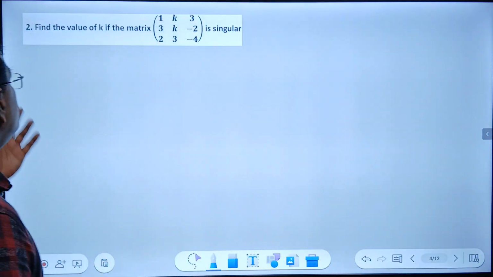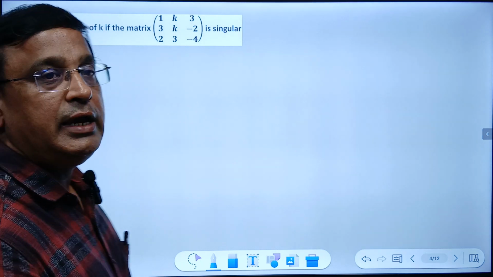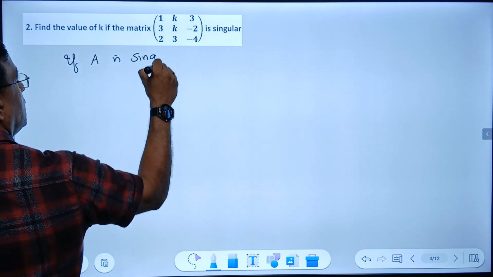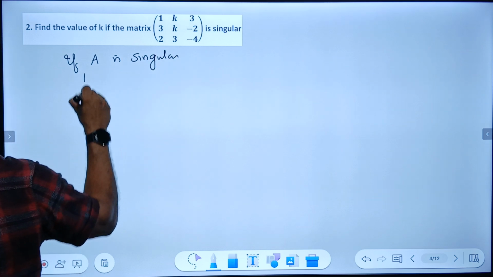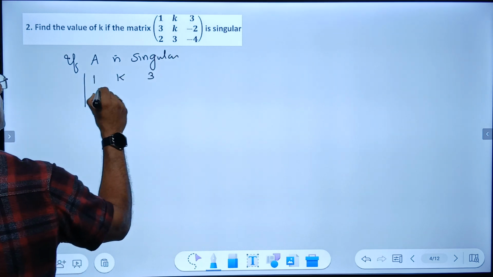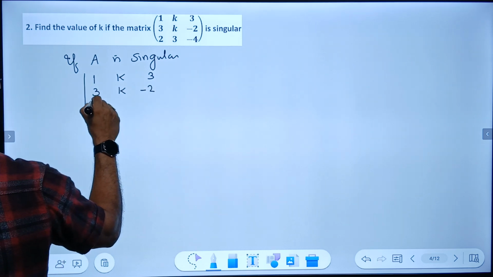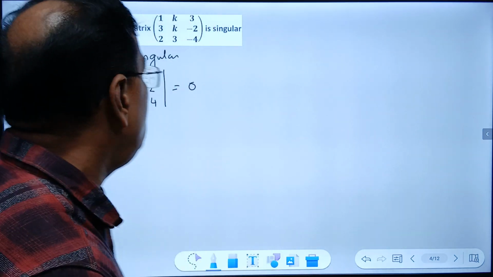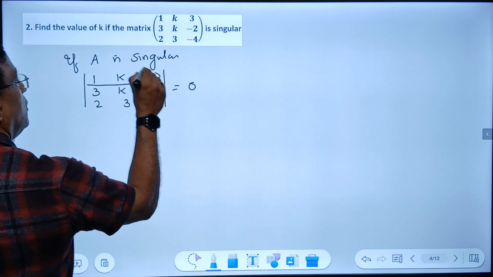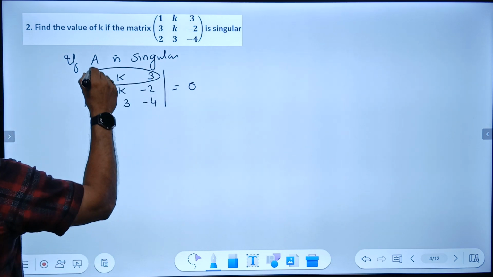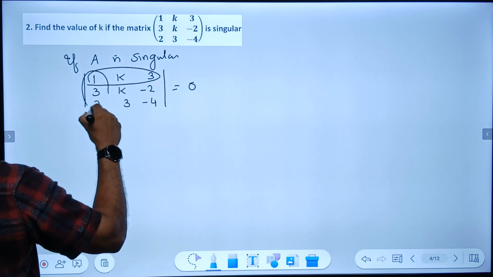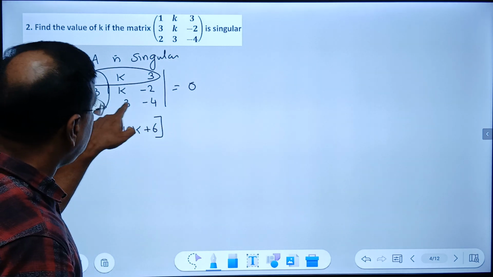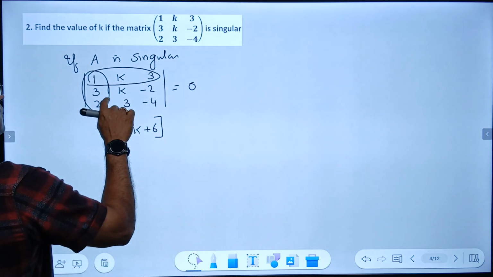Now let's go to the next question. This is also a simple one. Find the value of k if the matrix A is singular. If the matrix A is singular, what do you know? Then the determinant value is 0. What is the determinant value? The rows 1, k, 3; 3, k minus 2, 2; 3, minus 4 equal to 0. Now how do I find the determinant value? I am going to expand with respect to row 1. So 1 into first row, first column. What do you get? Minus 4k plus 6, correct? Minus 4k plus 6.